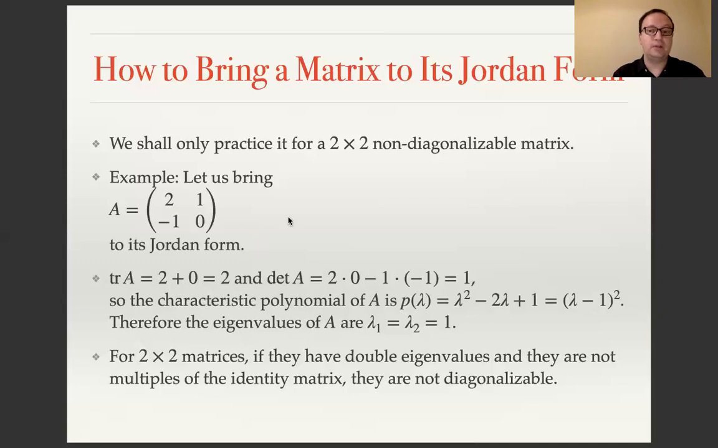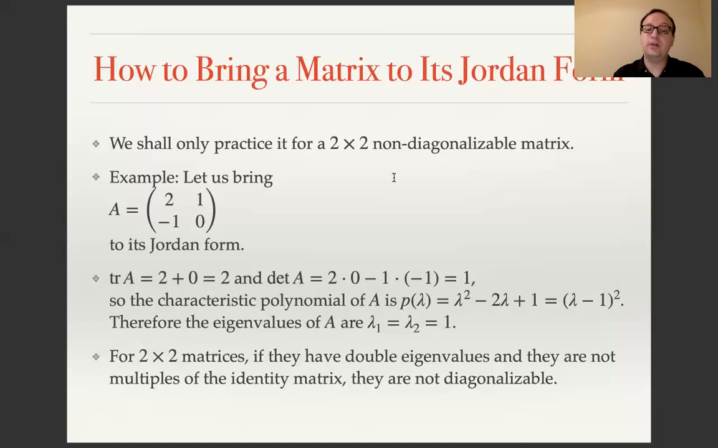So the first step, as always, is to compute the eigenvalues of the matrix A. And we already computed them once, and we get that the two eigenvalues are both equal to 1. So again, we first compute the characteristic polynomial. And the characteristic polynomial is lambda minus 1 squared. So this means that it has the double root 1.